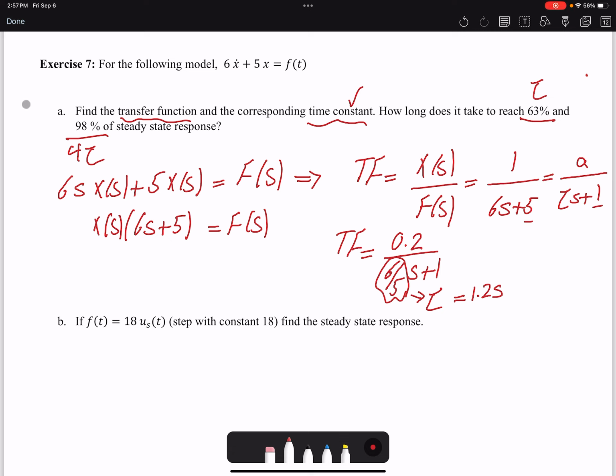How long does it take to reach 63% of a steady state response? It would take 1 tau, or 1.2 seconds. How long does it take to reach 98% of steady state response? That would take 4 tau, or 4.8 seconds.